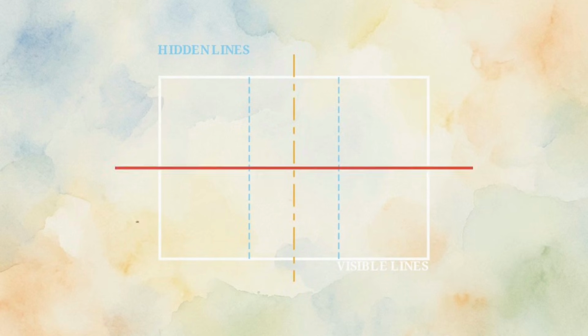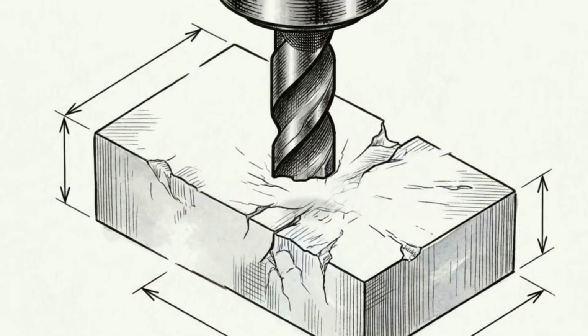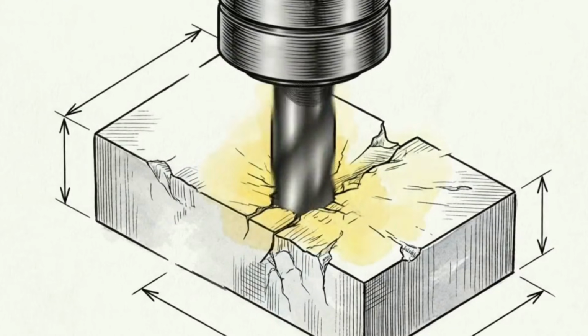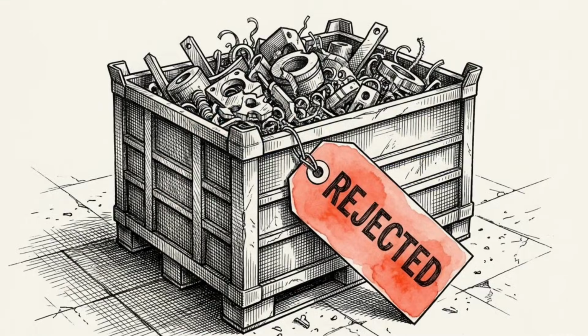Can you identify the actual edge of the part? Which line represents a hole hidden inside? And which one tells us where the object is being cut? Misunderstanding even a single one of these lines can lead to a machinist cutting the wrong shape entirely, ruining an expensive piece of material and delaying production.